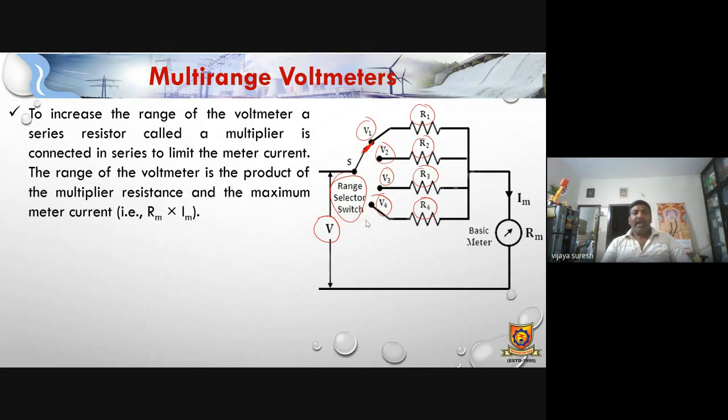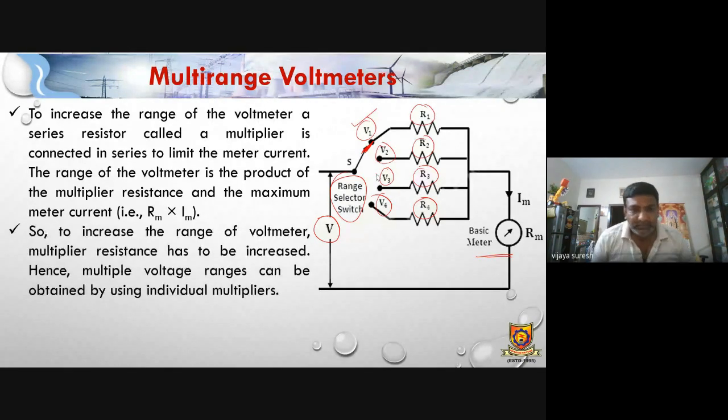Now we will have four individual resistor values, for the maximum meter currents. So if it is connected to the first position, R1, Im current will flow through here, and the remaining voltage will be passed through the meter. So as we require, V1 is the first position, V2 the second position, V3 the third position, and V4 the fourth position.